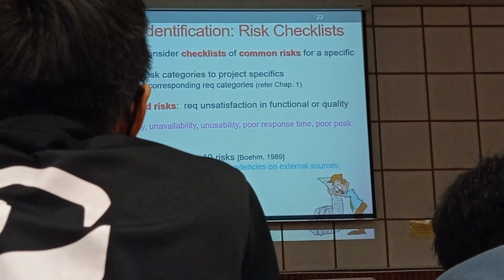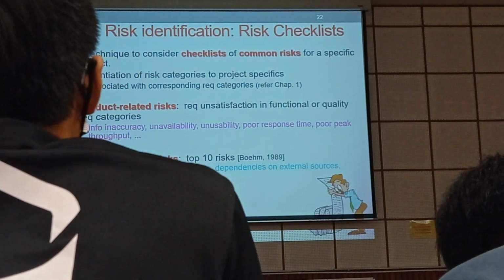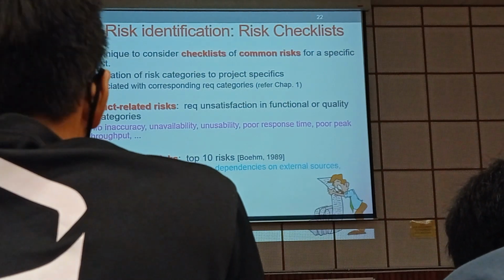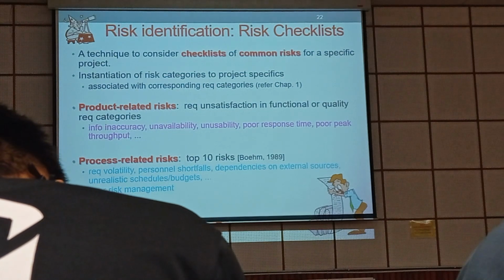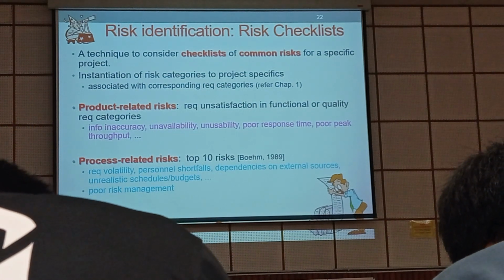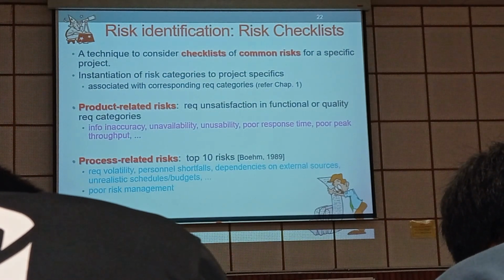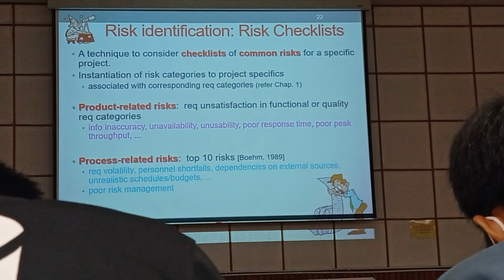Something wrong with the schedule, something wrong with the budget, something wrong with the manpower. All these are a part of process. Okay? Product means the product quality, the product features. Process means the development process.